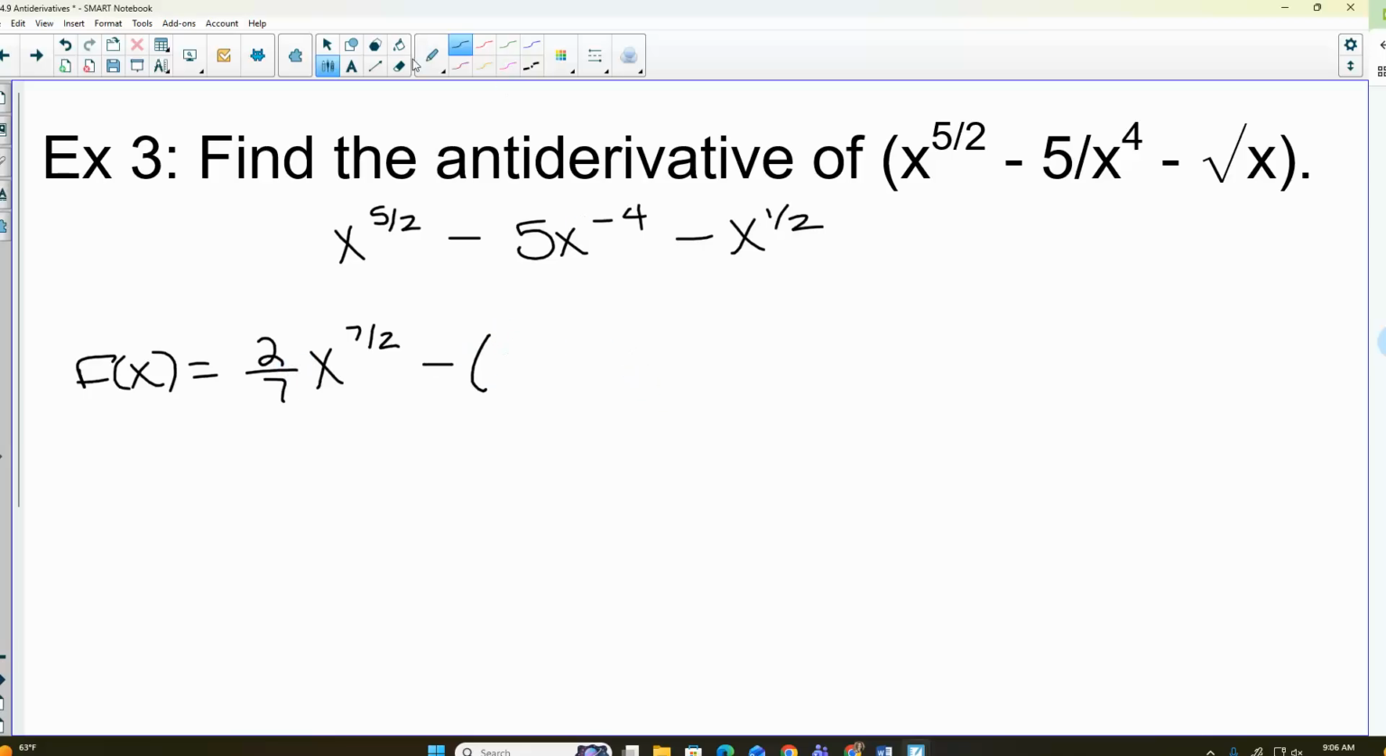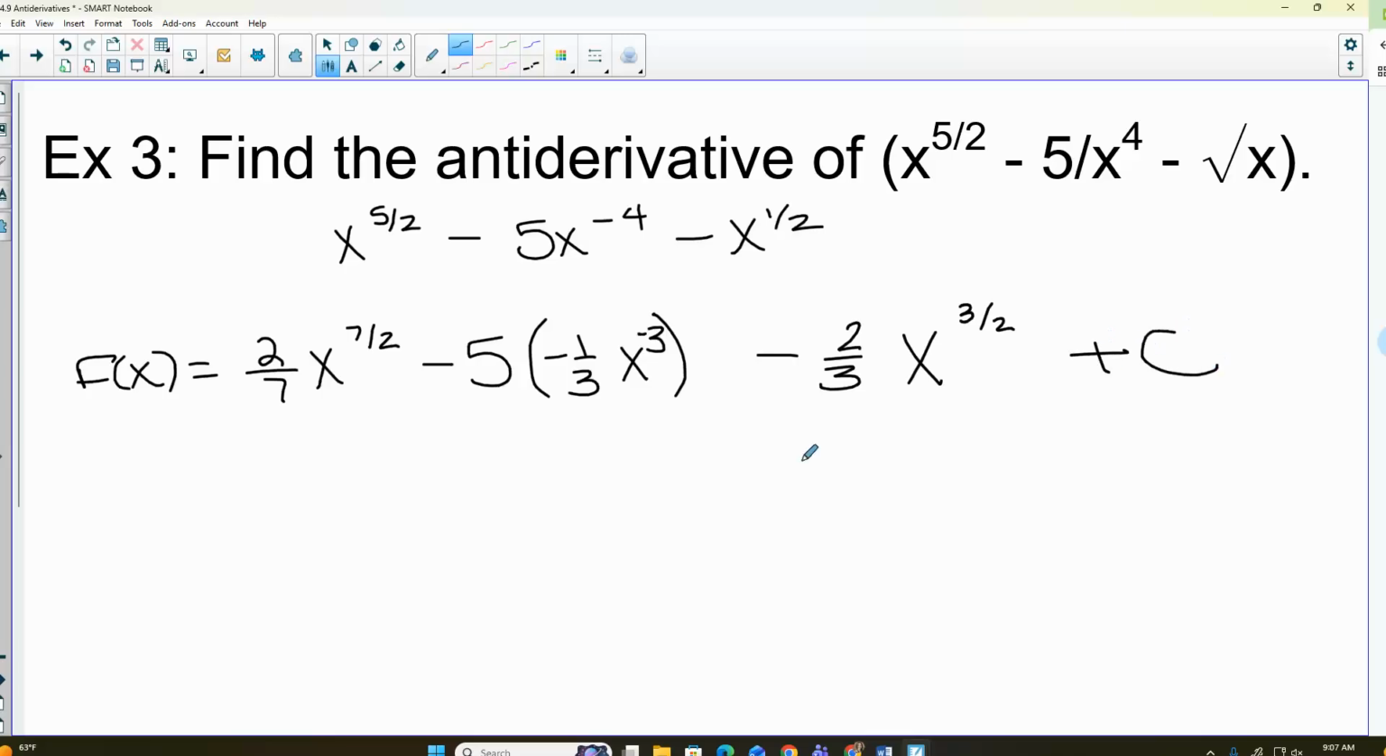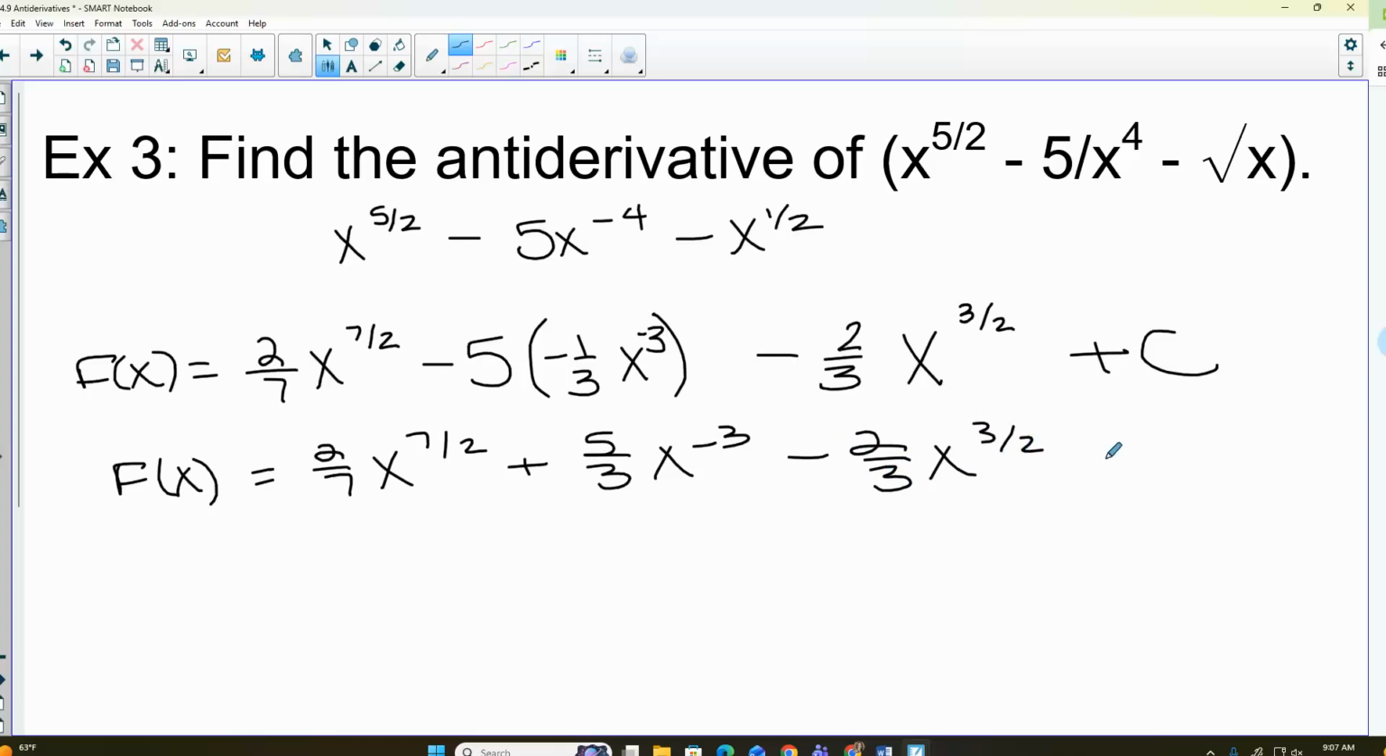You will probably get to the point where you can just go straight into the antiderivative here and not have to write this constant out, but for now I'm writing it just to show us what's happening. So if I add 1 to the power, negative 4 plus 1 is negative 3, so it needs a negative 1/3 in front. x to the 1/2, 1/2 plus 1 is 3/2, so it gets 2/3, and we always have plus c. So 2/7 x to the 7/2 plus 5/3 x to the -3 minus 2/3 x to the 3/2 plus c.